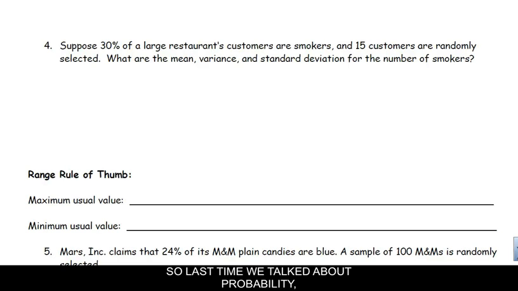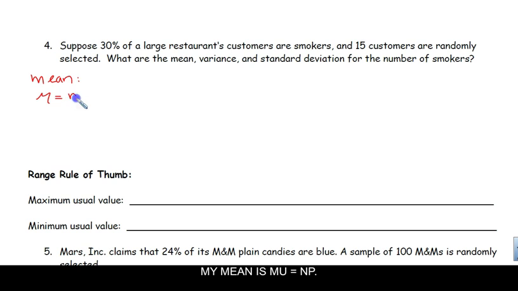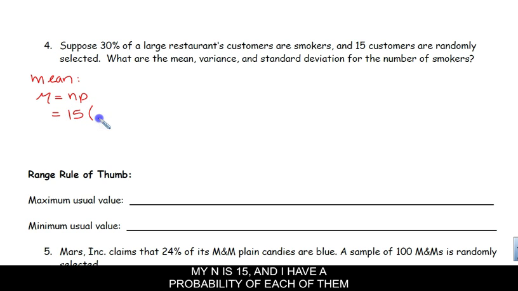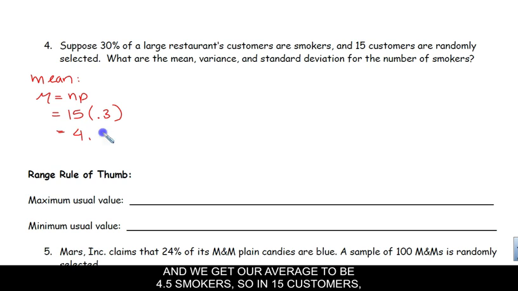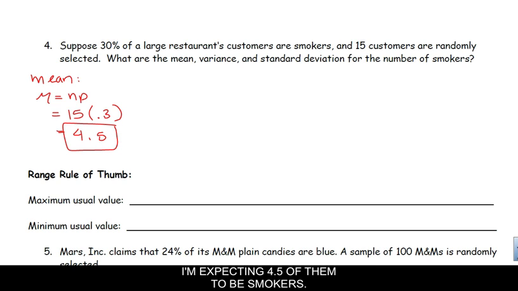So last time we talked about probability, and now I want to know if I pick 15, what am I expecting? What's my average number of smokers that I'm going to find from that set of 15? And that's going to be coming from the mean. My mean is mu equals NP. My N is 15, and I have a probability of each of them being 30% chance of being a smoker. And we get our average to be 4.5 smokers. So in 15 customers, I'm expecting 4.5 of them to be smokers.